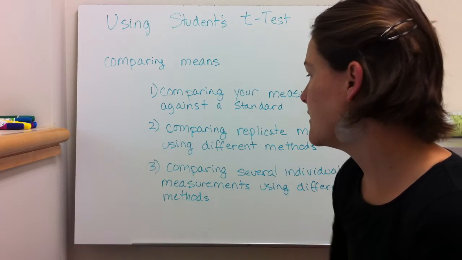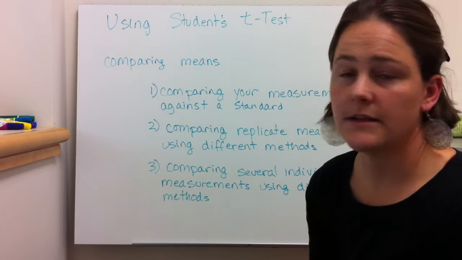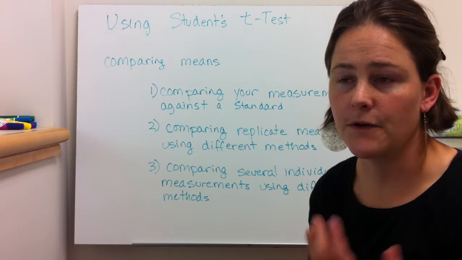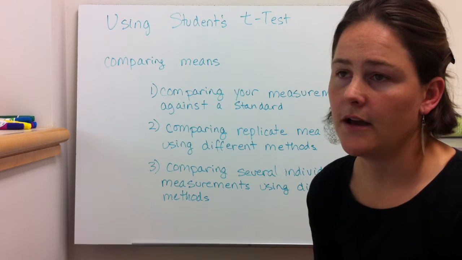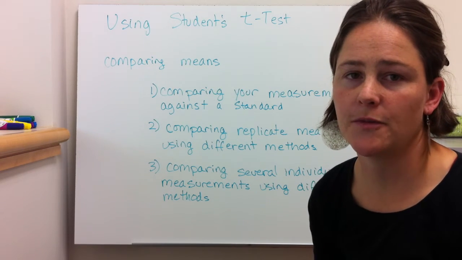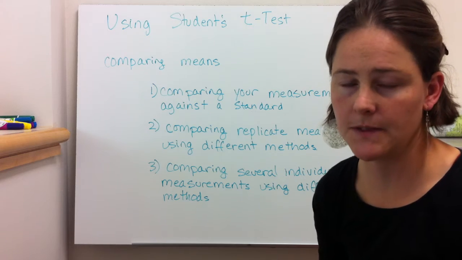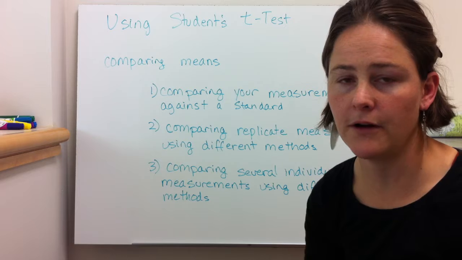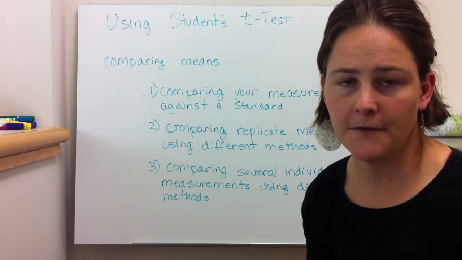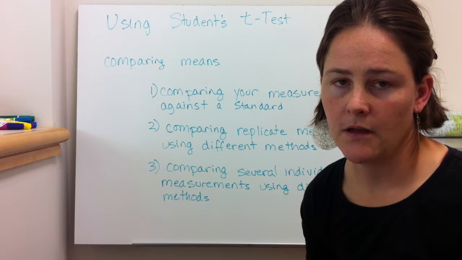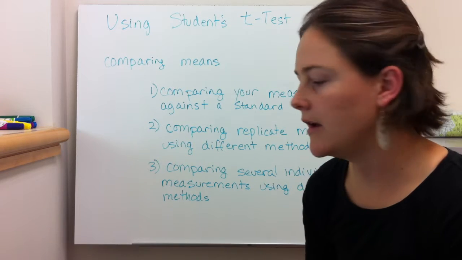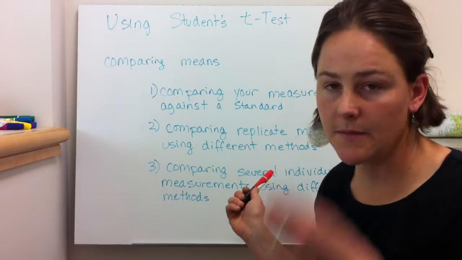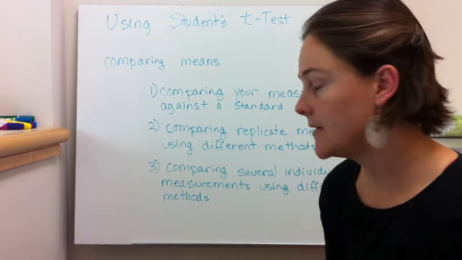Okay, so then the second use that we're going to talk about is comparing replicate measurements for 2 different methods. So you have the same sample, you're going to measure it by 2 different methods several different times. So if you want to know if XRF or AA is going to be a better method for you to measure lead using, then that's the type of thing that you might do. And you would use the same sample for that, and you would measure it multiple times.